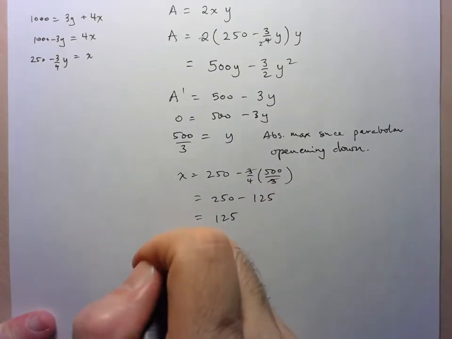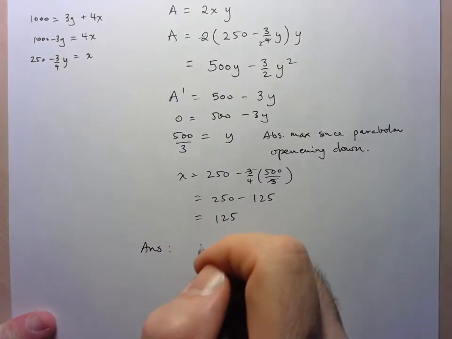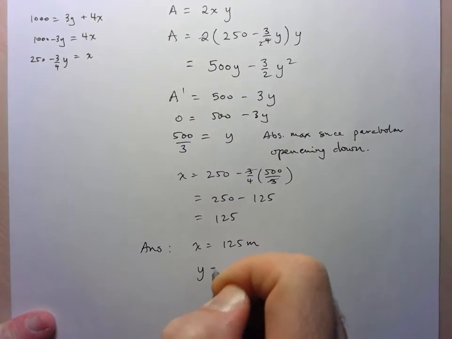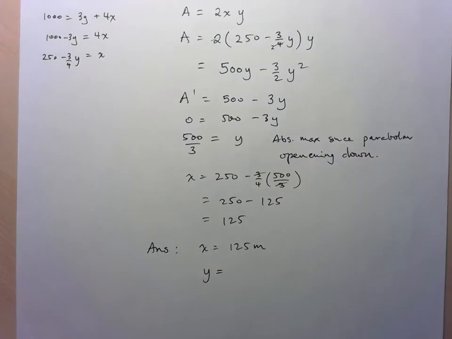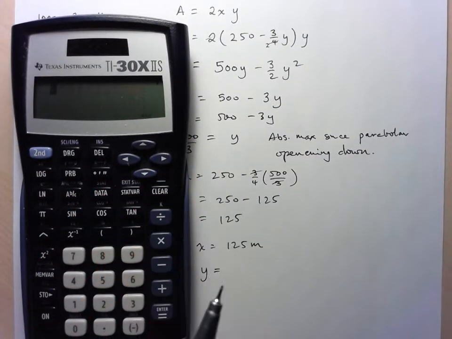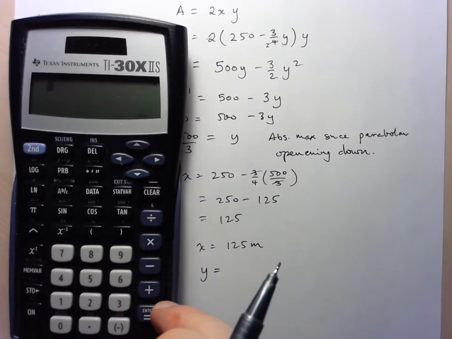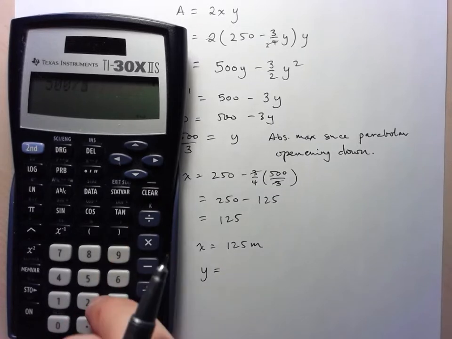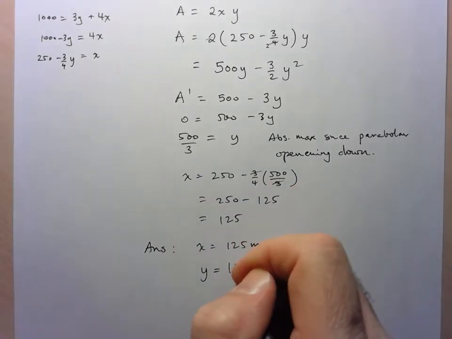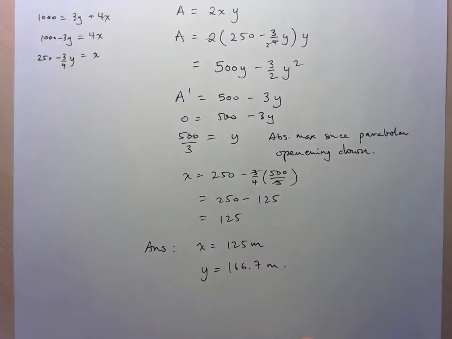Our final answer is going to be x is 125 meters, and y is going to be equal to, and since this is an application question, we should be getting an approximation, 500 divided by 3, and that's 166.7. So there we have it.